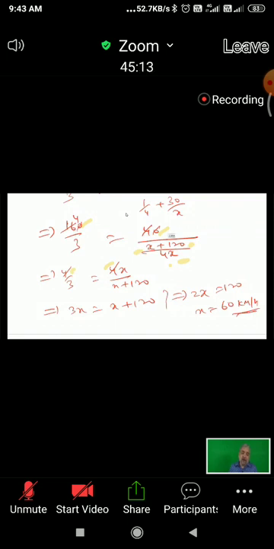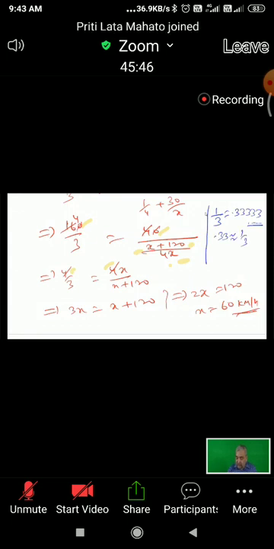Piyush Raju, please write your query in Dhruv sir. 53, 5333 by 100, I have taken approximately. See, you must be knowing 1 by 3 is 0.33333 like this, and it will continue. So I have just approximated 0.33 with 1 by 3. Okay.